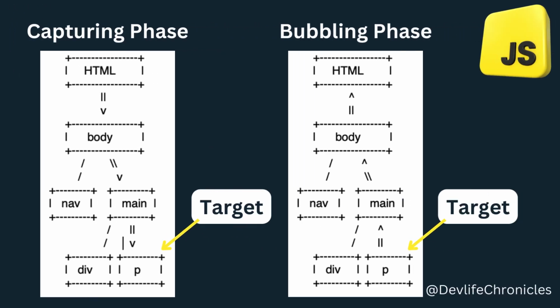Here's a very simple block diagram that represents the flow of events in the capturing and bubbling phases. In the capturing phase, the event flows from the root HTML node to the P element, down to the bottom of the hierarchy. In the bubbling phase, the event flows from the target P element all the way up to the root level HTML node.